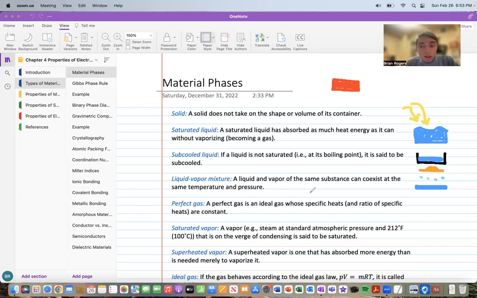And so our next term is perfect gas. A perfect gas is an ideal gas whose specific heats are constant. And so we're going to look a little more into this later on.